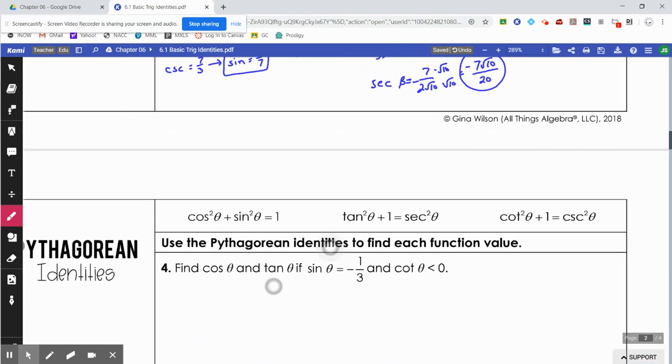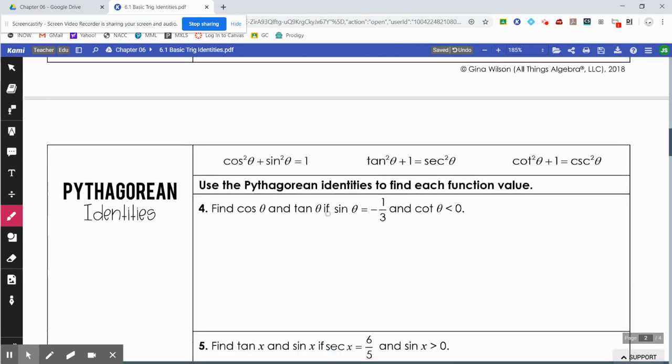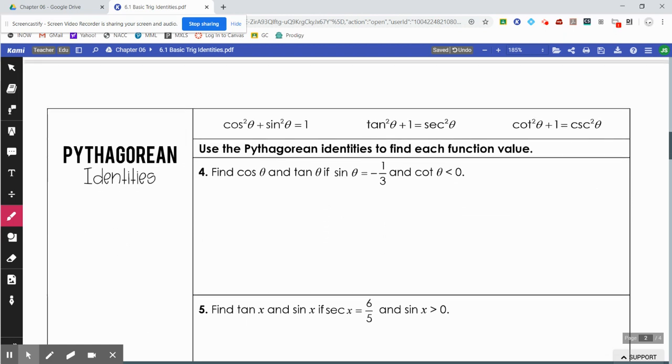We have some new identities. They're called the Pythagorean identities, and probably some of the most useful identities that we have in our entire arsenal here. Anytime you have sine squared, cosine squared, tangent squared, secant squared, cosecant squared, a lot of times they're going to be connected to these Pythagorean identities. Notice what the Pythagorean identity says. It says that cosine squared plus sine squared will always equal 1.